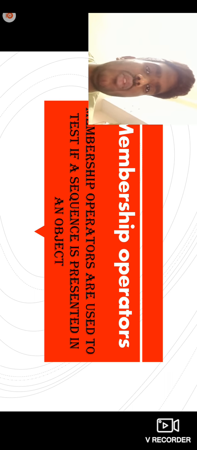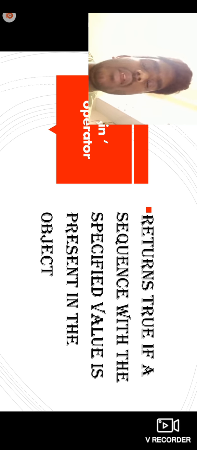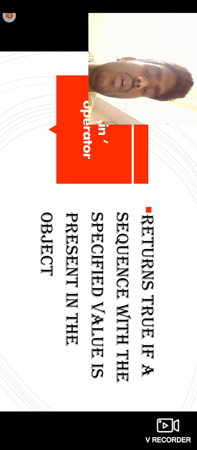So, let me show the example to you. There are two types of membership operators, the in and not in operators. Coming to the in operator, it returns a true value if a sequence with a specific value is present in the object. What it means is, if the element is present in that list or tuple, whatever sequence you are taking, it prints true.